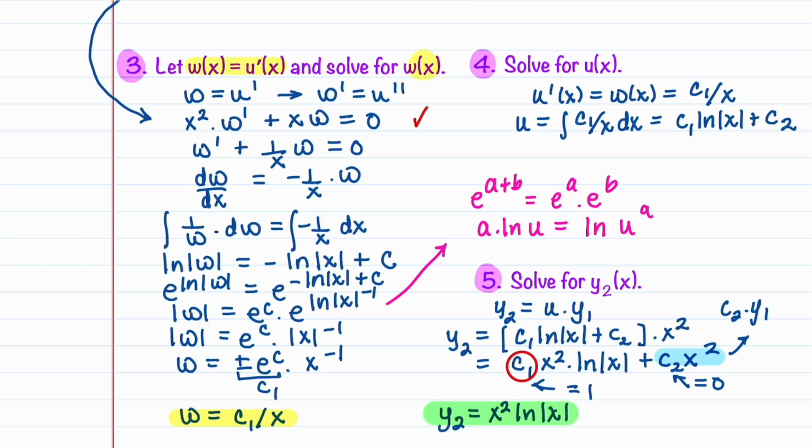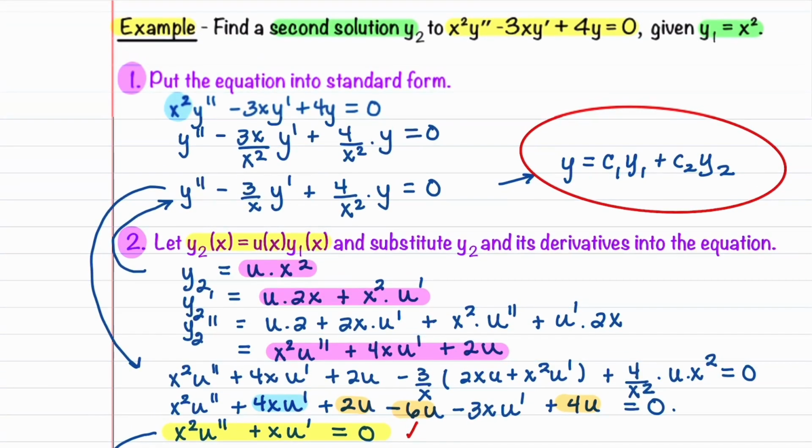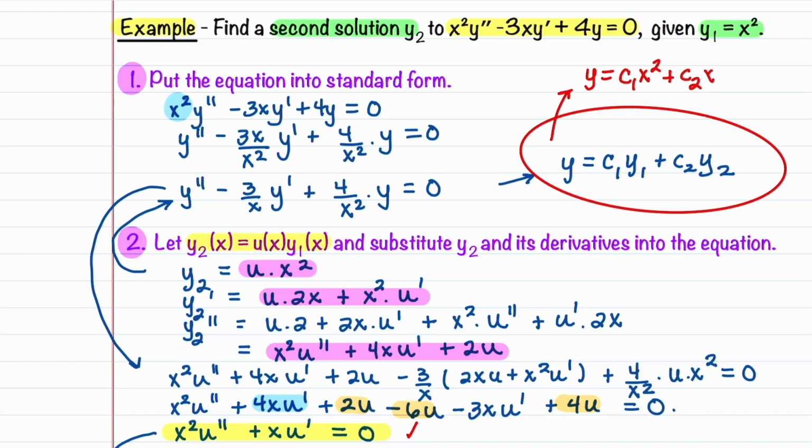Now let's put it all together. Let's go back up to the top and let's write down what y is. We'll put it right up here. Y is equal to c1 times y1, which is x squared, plus c2 times y2, which we just found to be x squared natural log absolute x. And there's our solution for y. And that's it. You now know how to use reduction of order to find a second linearly independent solution to a second-order linear differential equation when one solution is already known. You should now be all set to work through some example problems on your own.